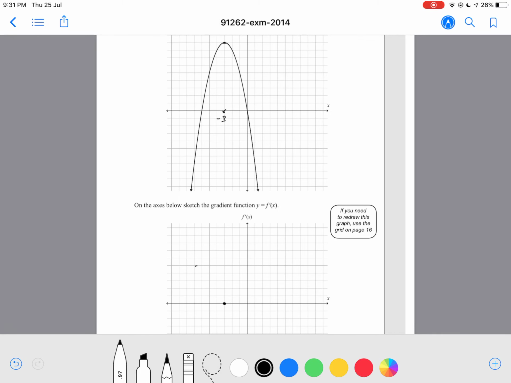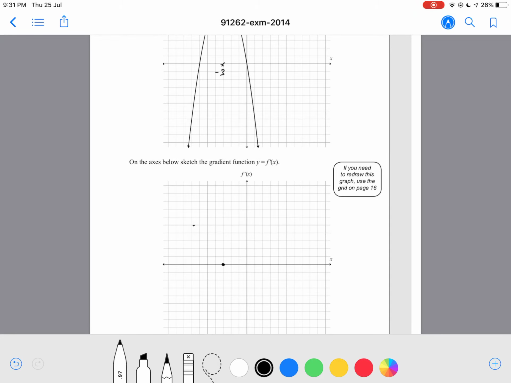And after -3, if x is greater than -3, our gradient starts sloping downwards. So it should be below the axis. We're just going to, for example, plot a point there. And all we need to do now is join the line through these points. That we can call our linear function for f dash of x. So that's all you need to do, and that's just an achieved grade there.